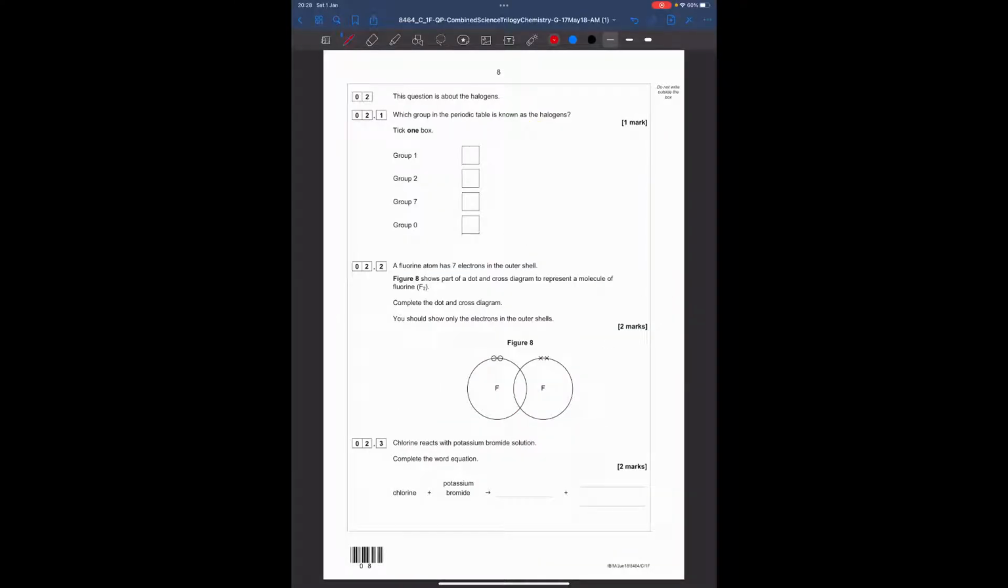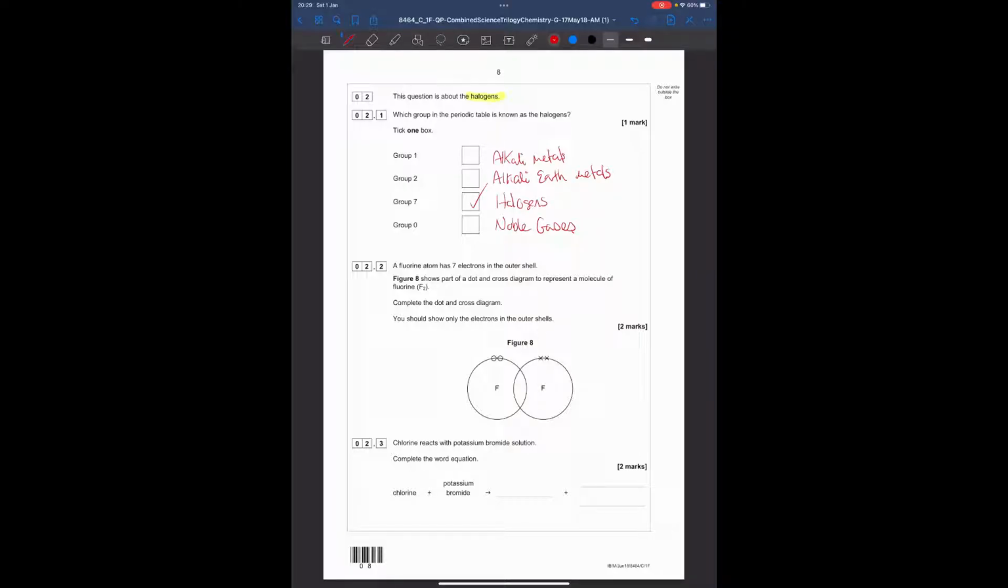Okay, so we're now going to look at question 2 of this chemistry paper. Question number 2, this question is about the halogens. Which group in the periodic table is known as the halogens? Well, we should know that group 1 is called the alkali metals. Group 2 is the alkaline earth metals. Group 0 is called the noble gases. Therefore, group 7 is our halogens.